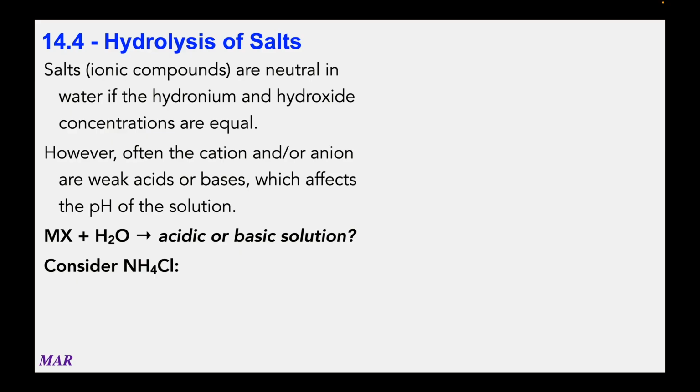Salts, or ionic compounds, will be neutral in water if the hydronium and hydroxide concentrations are equal. And in some cases, that can happen. But what happens a lot of times with salts, which are basically just ionic compounds, is either the cation or the anion will be a little bit acidic or a little bit basic. So the question we're going to ask here, let's say we take some random salt, MX, and add it to water. Will it create an acidic solution or a basic solution? Now, ammonium chloride will be the first thing we'll think about. Ammonium chloride has a chloride, which I've made in purple there, as well as ammonium, which we'll tackle in a little bit.